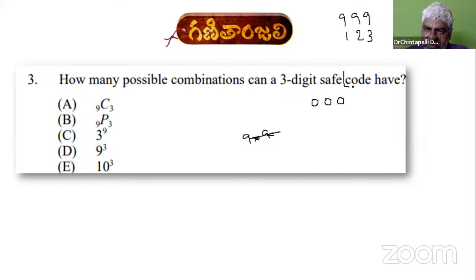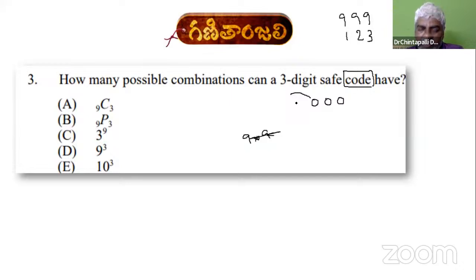See, in numbers, this is not allowed in first place. That means hundreds place. If there is 0 in hundreds place, it is not a 3-digit number. It would be a 2-digit number. But in telephone numbers and codes, any number can be used in any place. Telephone numbers have 040, something like that. It is allowed there, but it is not a number. It is a code.